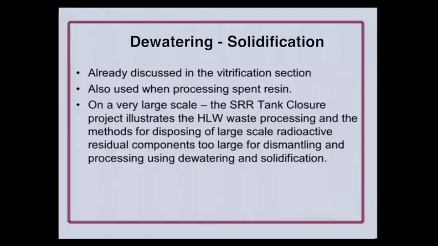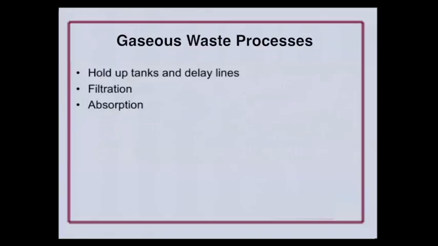But you can also use that on a much smaller scale, and it is used when we process spent resin. That spent resin is mixed in with a slurry to get it into the receptacle. Once it's there, the liquid is processed out, it's dewatered, it's sucked out, and then the solidification agent is added, mixed up, and allowed to set up and harden. That's one common method for processing spent resin, as well as the vitrification process, which we've discussed.